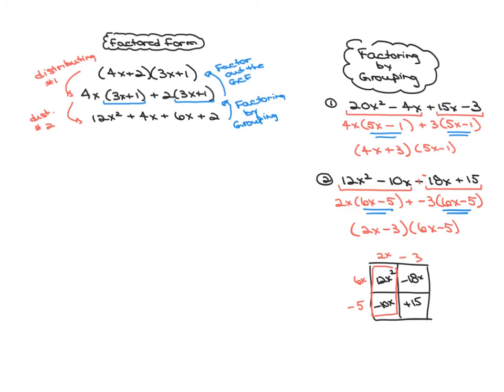All right, so this is called factoring by grouping, and that's how we get to undo the second step of the distributing property and get back to the original first step.